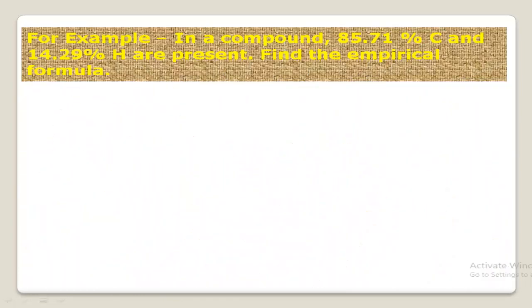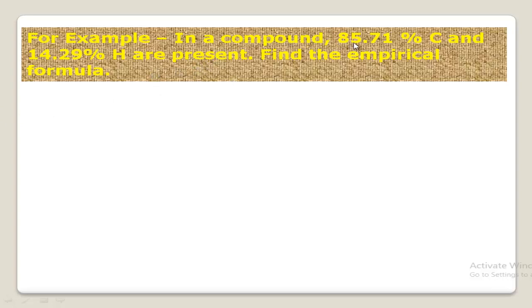For example, in a compound 85.71% carbon and 14.29% hydrogen are present. Find the empirical formula. In a compound, the percentage of carbon and percentage of hydrogen are present. We have to find the empirical formula. So we have to follow the rules here. So what is the first point of the rules?